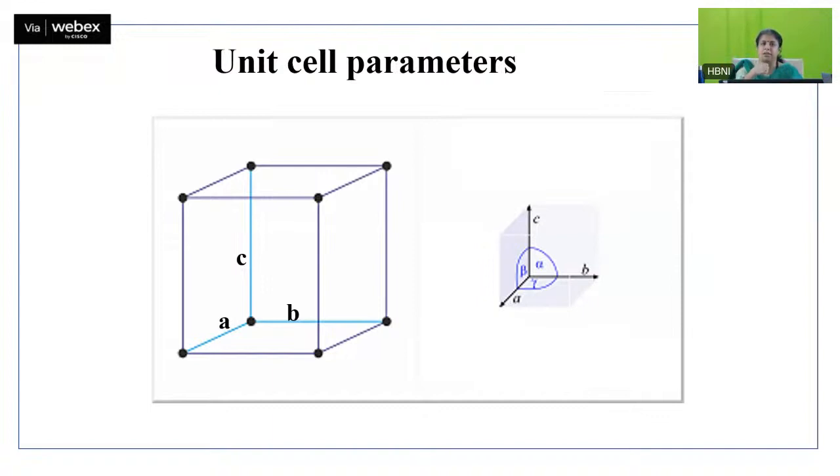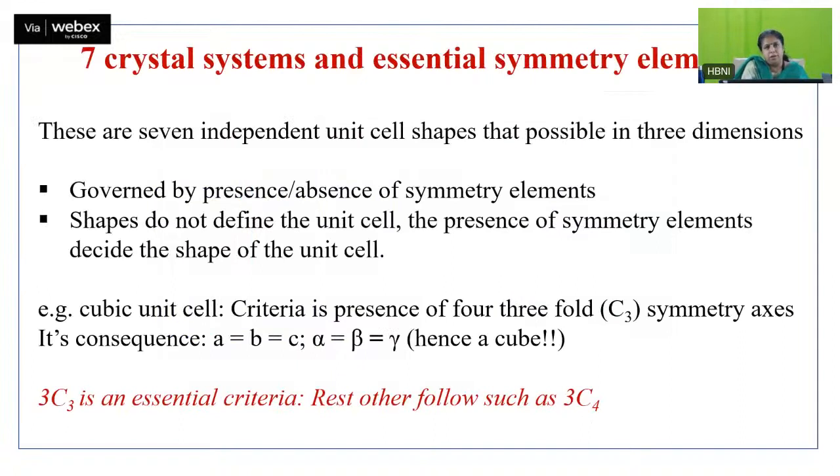What is its length along the x-axis, which we call A by convention. Length along the y-axis, which is called B. Length along the z-axis, which we call C. And what is the angle between A and B, B and C, C and A? The angle between A and B, opposite to C, is called gamma; the angle opposite to A is called alpha, opposite to B is called beta. So these are the six lattice parameters or crystal structure parameters: A, B, C, alpha, beta, gamma. All right, so again, basics.